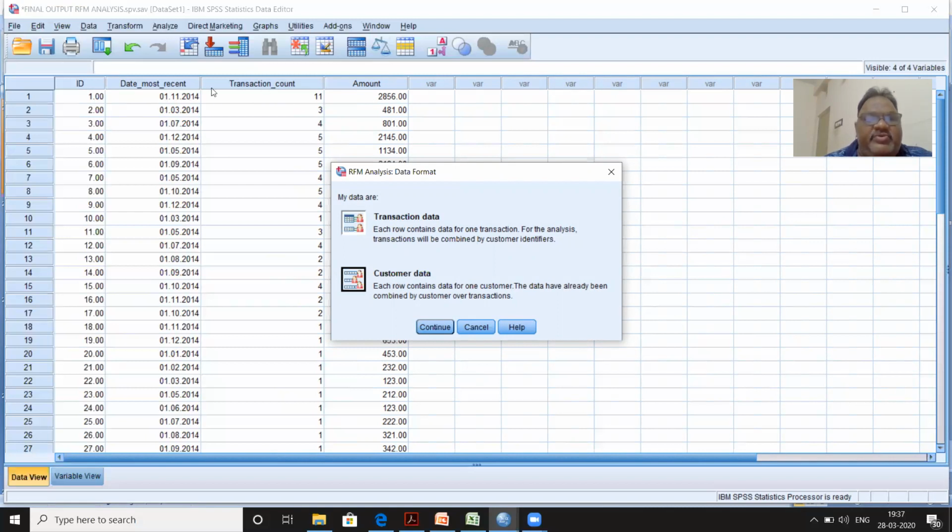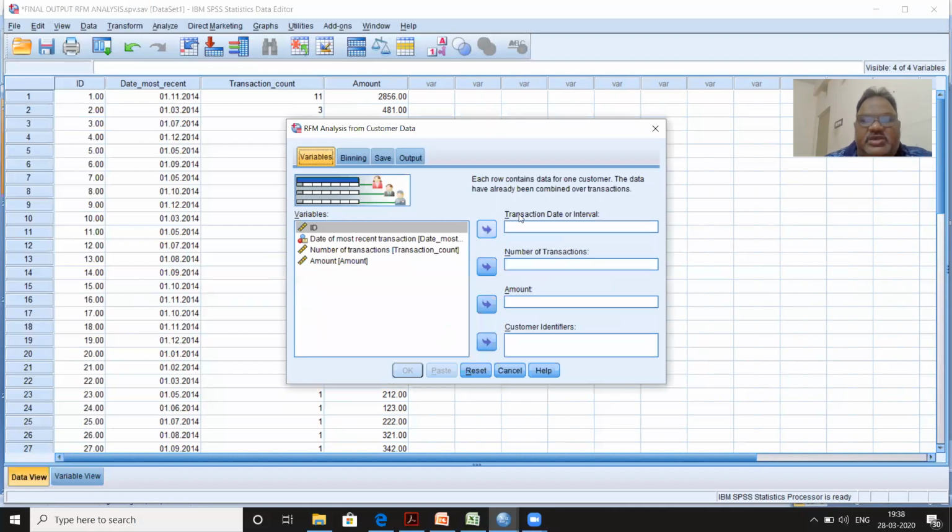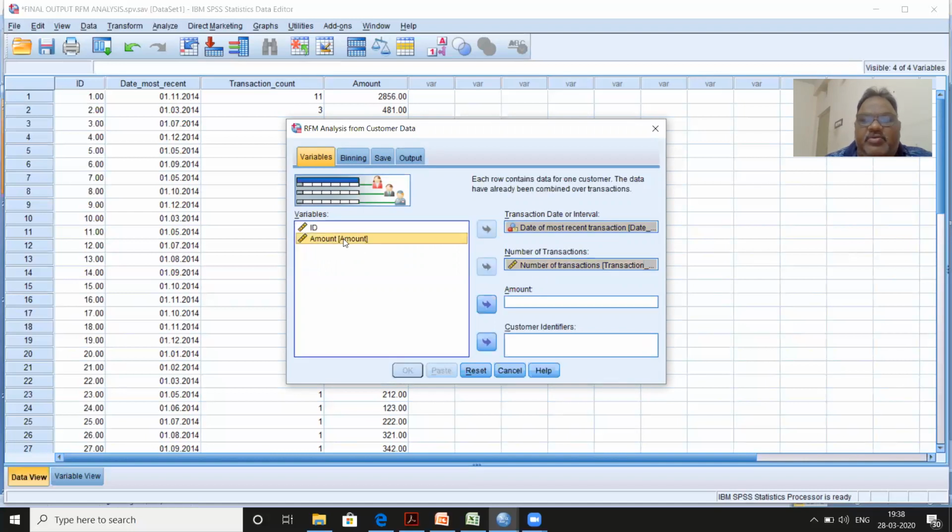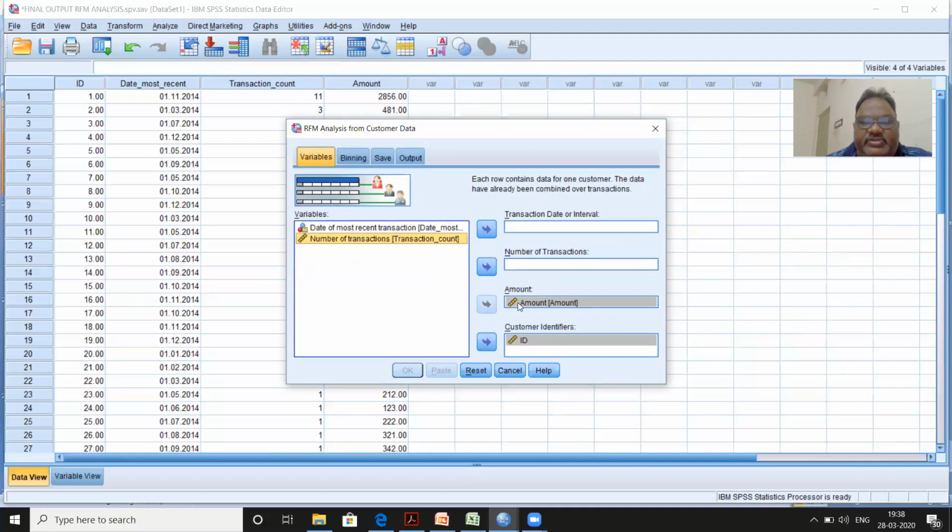Transaction data means we only require transactions and amount. Here, an ID means one customer having 11 times. So we want customer data. First it asks about the transaction date. Date is here. Just click and pass it. Transaction date. Number of transactions: we are also having number of transactions. Amount: we are also having the amount of money. And customer identifier, meaning ID or your mobile number, whatever it may be. So these four. Let me explain. Those who have not understood it, let me explain again so that it will help you.